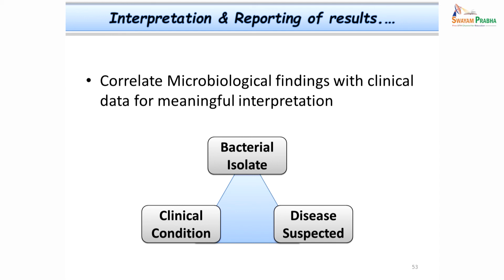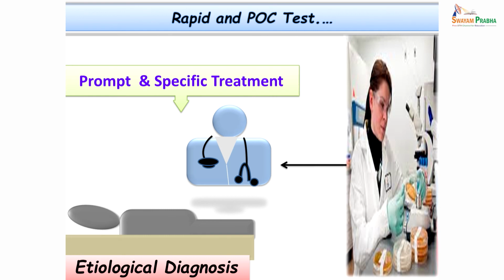Finally, we have grown the bacteria, we have tested them against various antibiotics. Now, we need to give the report to the treating physician. Before we do that, it is important for us to look at our isolate, try to correlate with the disease signs and symptoms and the condition of the patient. All these 3 points need to be correlated and a sensible report has to be given immediately.